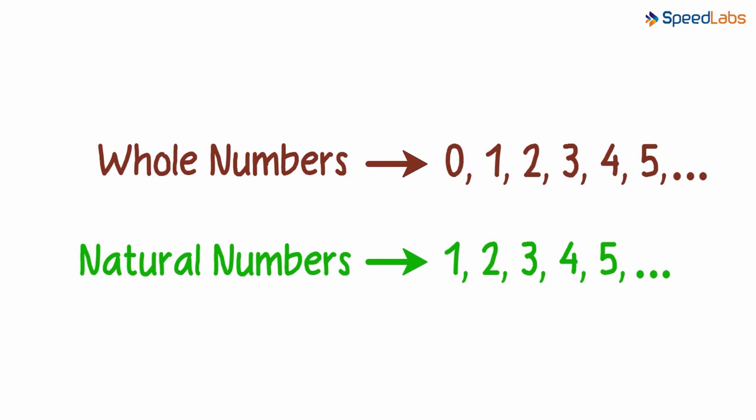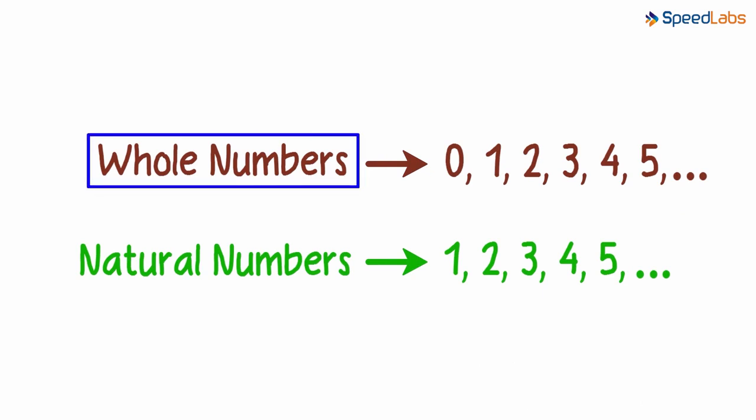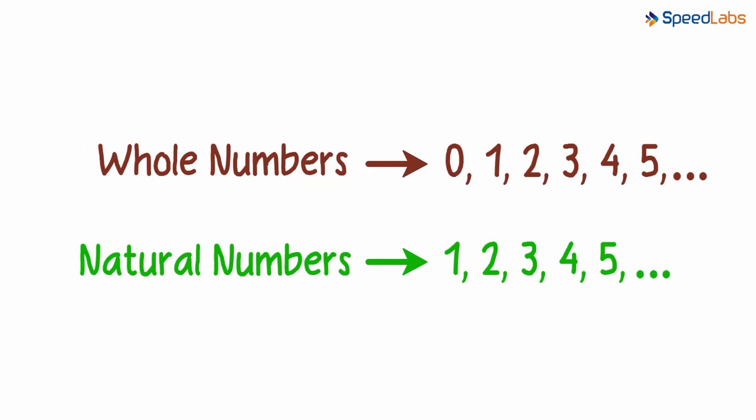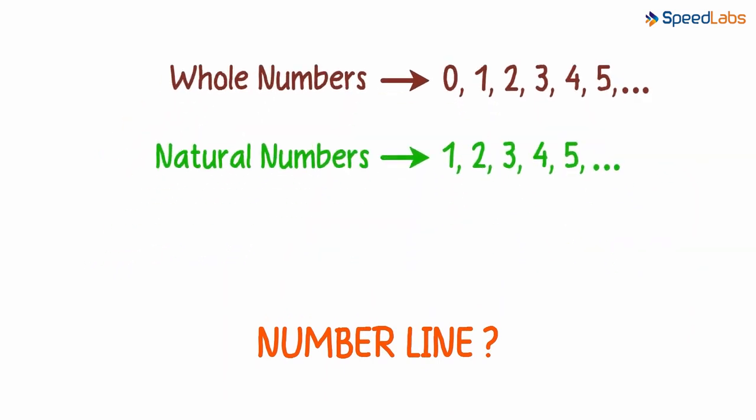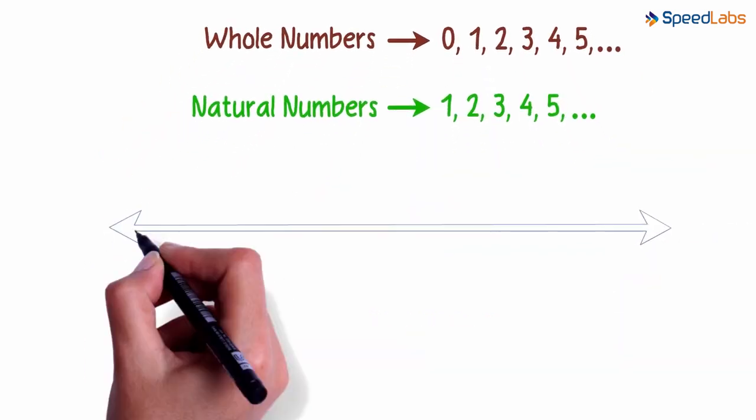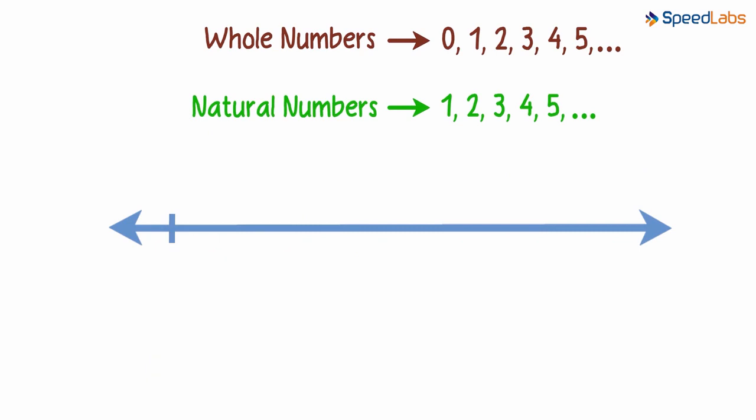There is one interesting way in which we can represent whole numbers, and that is called the number line. Draw a horizontal line like this. Mark any point on the line and label it 0. We usually represent 0 on the left side of the line. So, here is our first whole number 0. On the right of this number, mark another point and write the successor of 0.